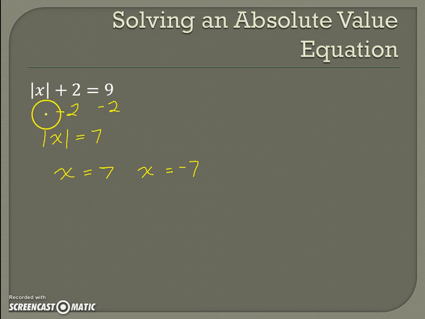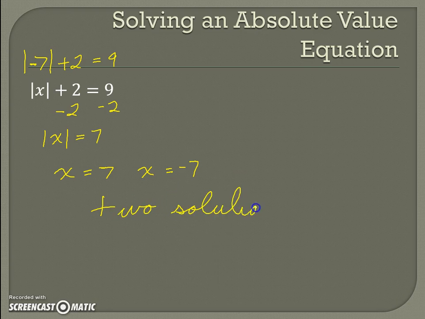Now think about it. If I put 7 in for x here, I get the absolute value of 7 plus 2. Well, the absolute value of 7 is 7, and 7 plus 2 is 9. Or if I make that -7, the absolute value of -7 is positive 7, and then positive 7 plus 2 is 9. So that's how those work. You're going to have, again, two solutions. All right, so make sure that you are getting both solutions on there for that.